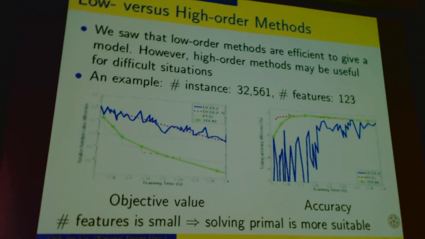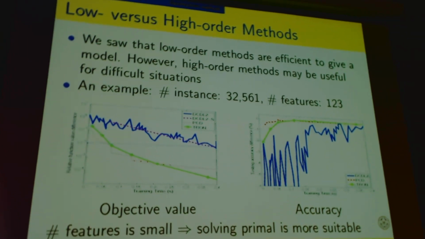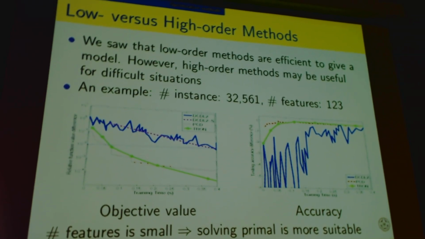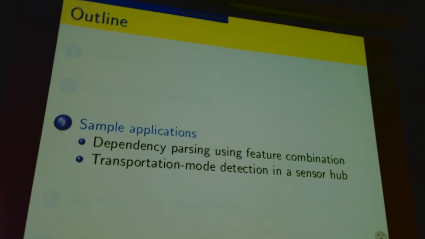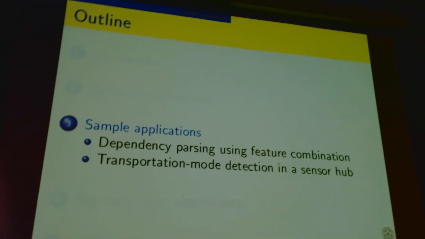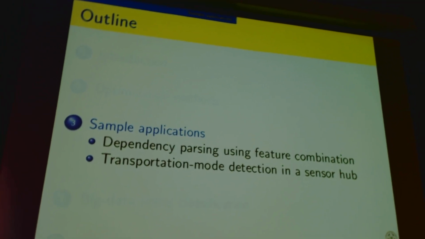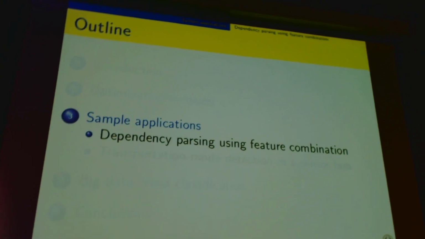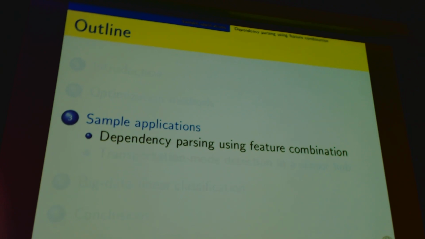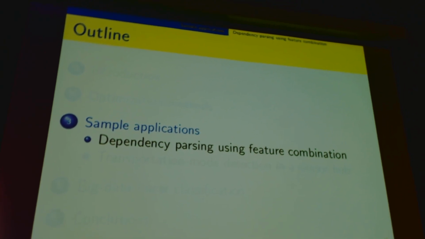But my conclusion is that, in my opinion, for linear classification, both types of methods, low order or high order methods, are useful in different situations. Now let's move on to talk about some sample applications. I will show two applications. The first one is for a natural language processing application called dependency parsing.